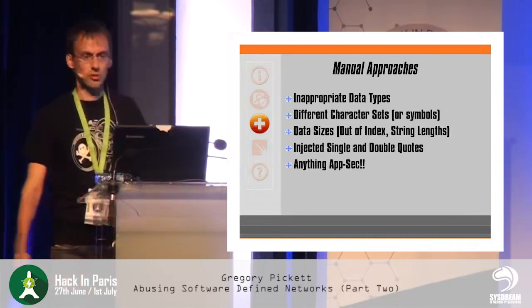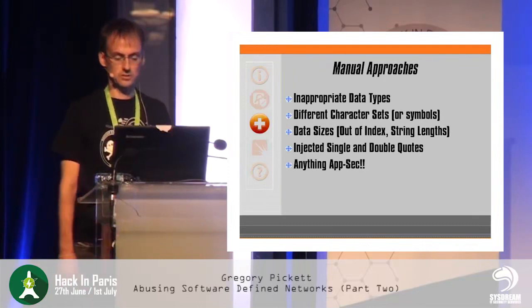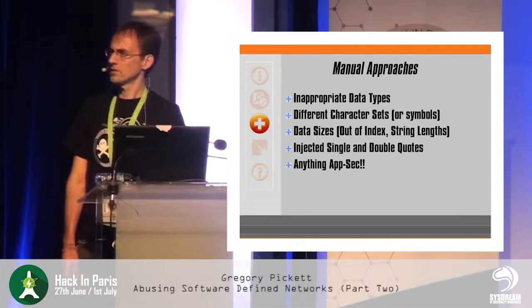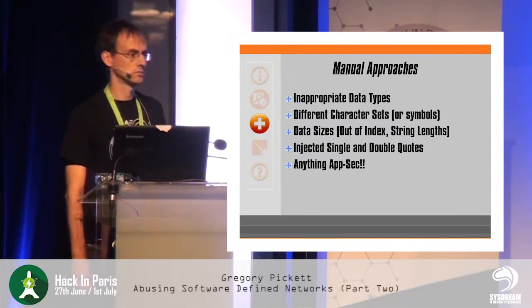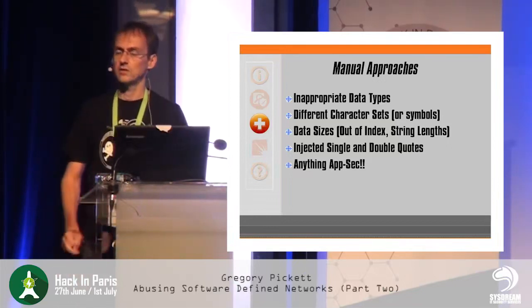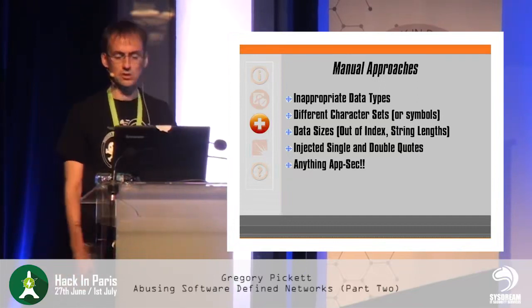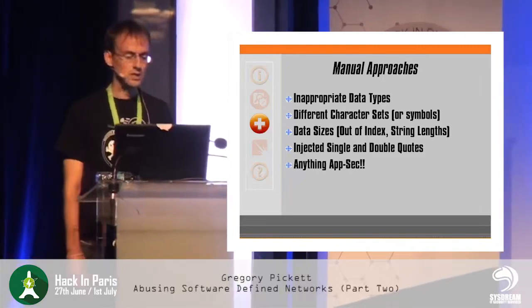Okay. Manual approaches to this stuff, right? It's inappropriate data types, different character sets or symbols, data sizes, out of index. I don't remember if it's HP. I think it's maybe HP where there is a maximum table size of 255 records, right? HP, I've already tried more than 255. That doesn't work, but anytime you're seeing any sort of identifier that involves an index like that, push it out of bounds. String lengths will be probably impossible given that a lot of these are based on Java.